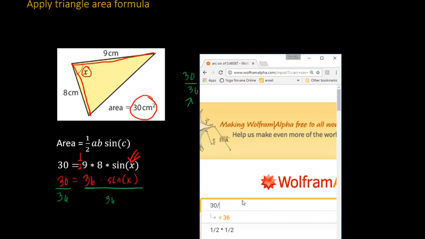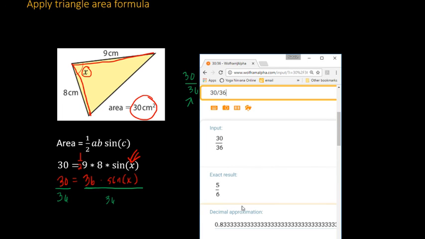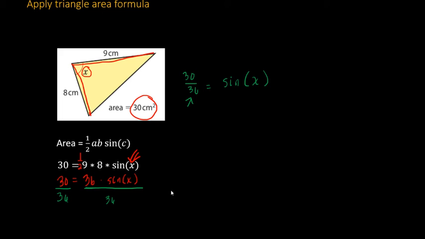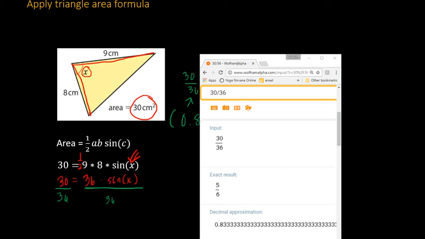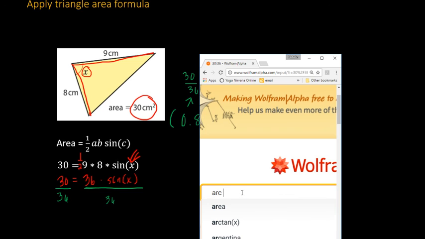30 over 36 as a decimal, that'd be 5/6, right? So that would be about 0.8 something? Let's look, 0.83. So I've got 0.83 repeating equals sine x. So we're going to use inverse sine on both sides of the equation. This will simplify to x. And then let's type that into Wolfram Alpha once more and see what we get. I'm going to ask it, what is the arcsine of 0.83333333 repeating?